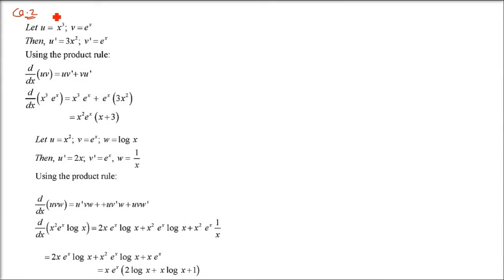Now next one is question number 2. This is question number 2 and question number 3 both. Question number 2 is given as x cube e raise x. f(x) is x cube e raise x. So u and v, the same formula we are going to apply, the same relation. Let me complete question number 2 and then we'll come to question number 3.